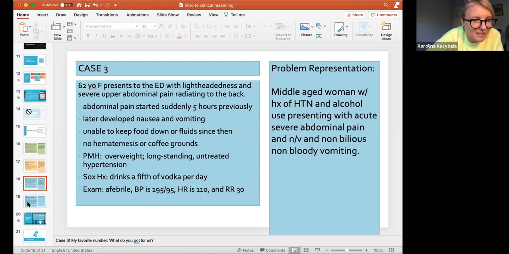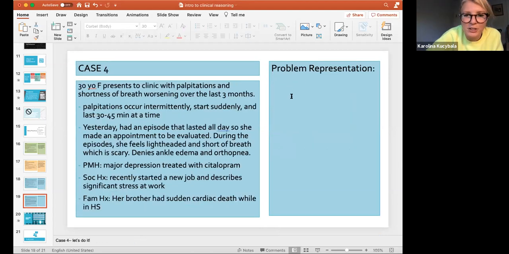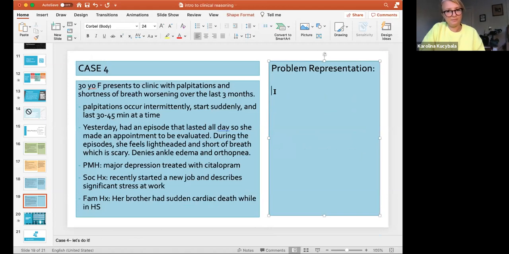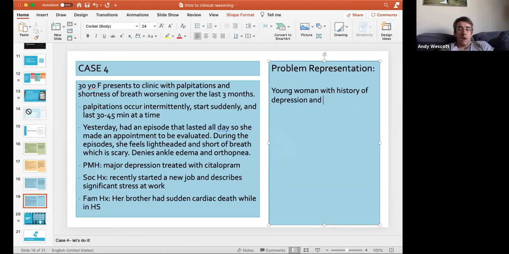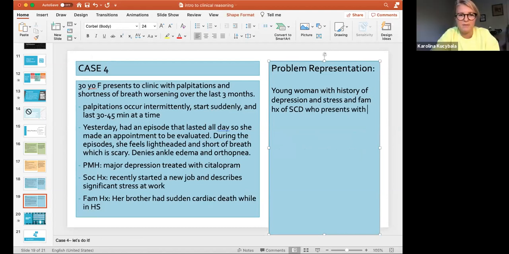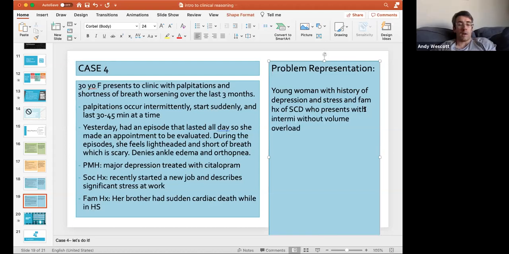Okay, now last but not least, group 4. What you got? So we said a young woman with history of depression and significant stress, and family history of sudden cardiac death, who presents with chronic progressive episodes of palpitations, shortness of breath, lightheadedness without volume overload. And you said intermittent? We said chronic, progressive, and episodes instead of intermittent.